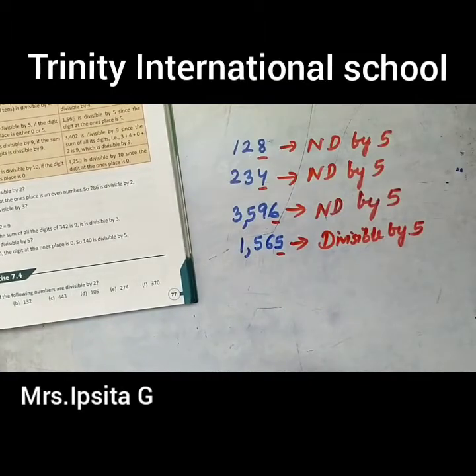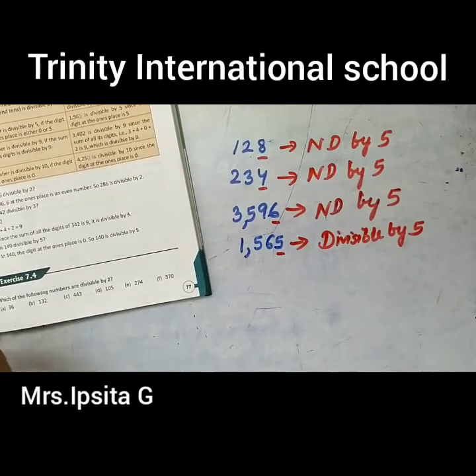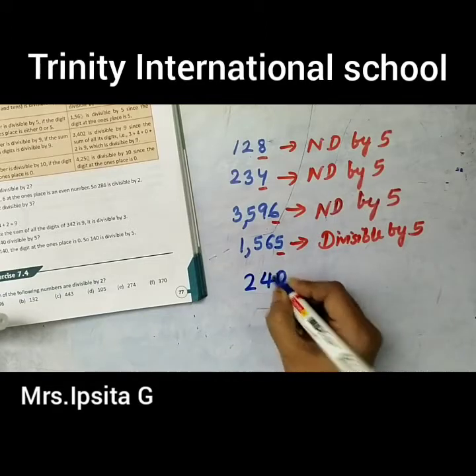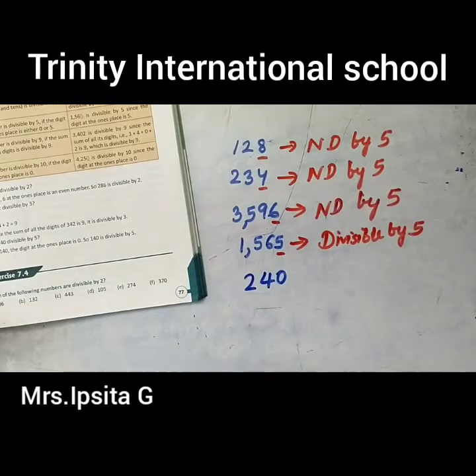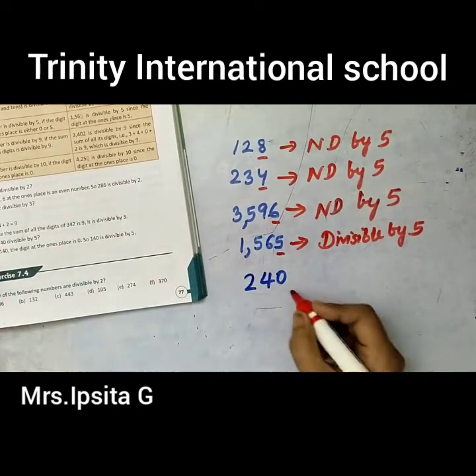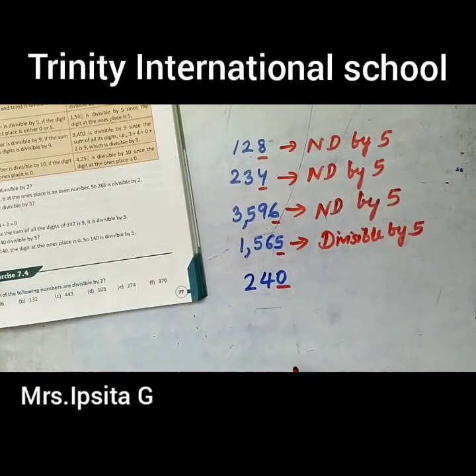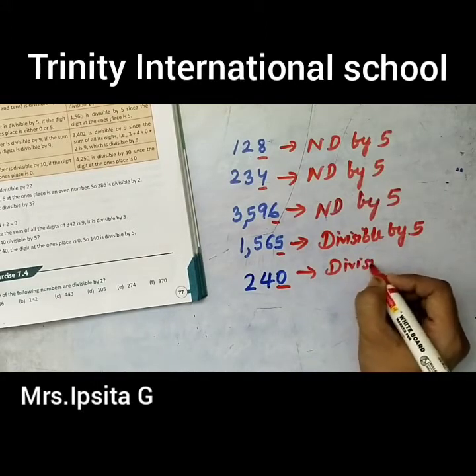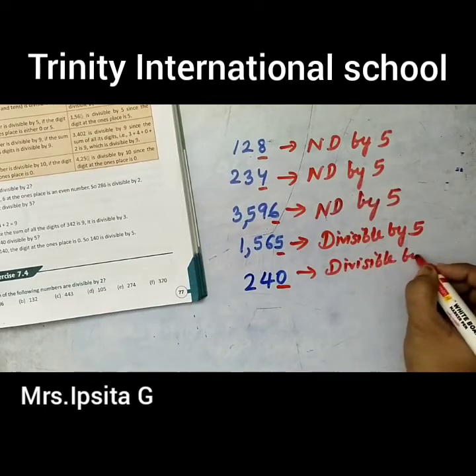Okay, so you have to see whether the number at one's place is 5 or 0. Now suppose you have one more number इस तरह से. Now if you look to this number, here you can find the ones place is having 0. So this number is also divisible by 5.